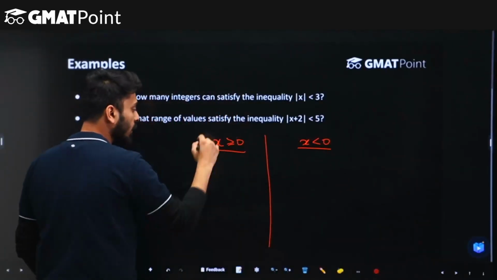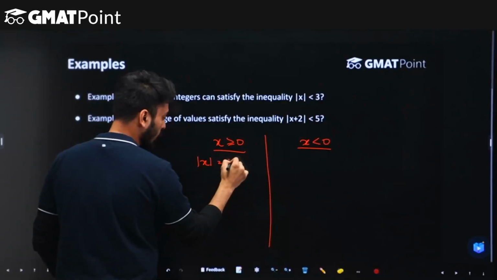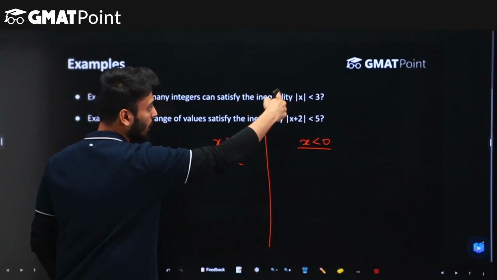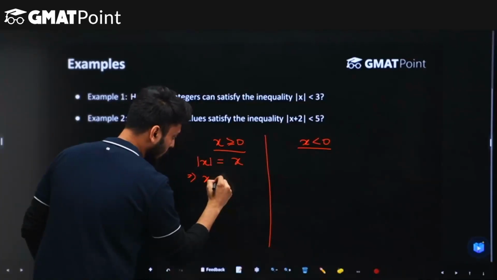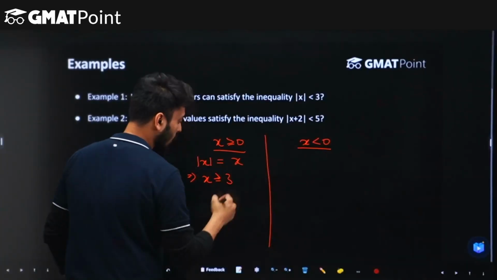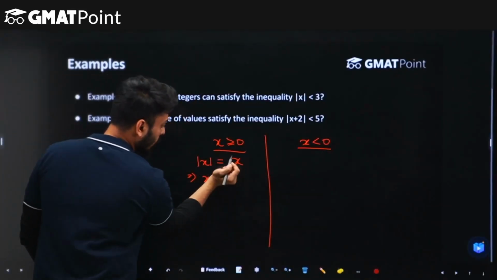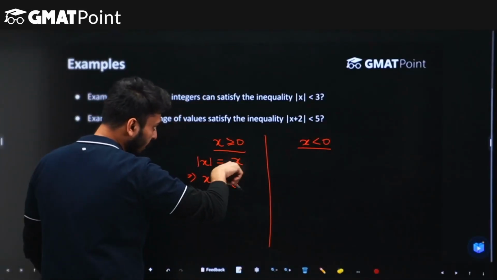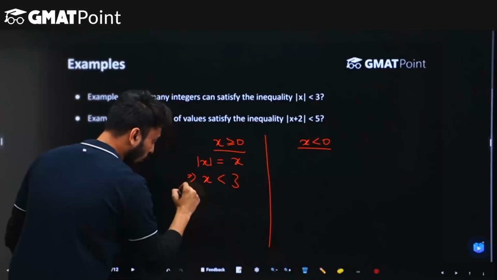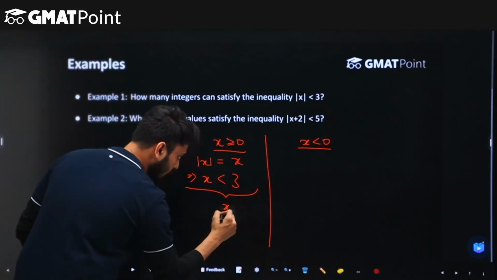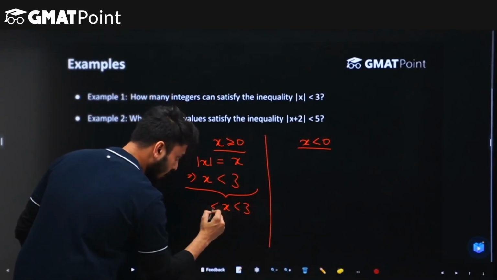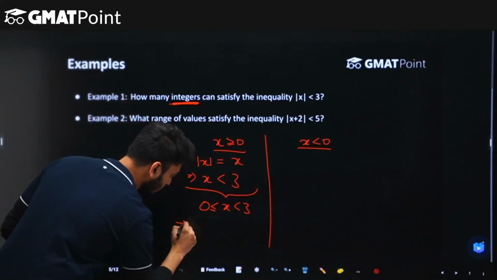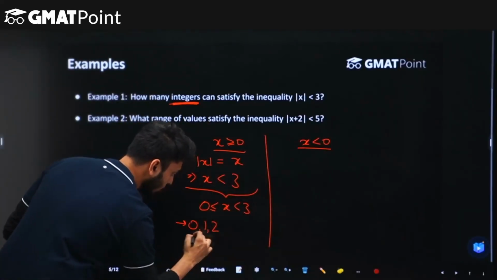So if x is greater than or equal to 0, we have mod x equal to x, which means the inequality now becomes x less than 3. At the same time, x must also be greater than or equal to 0. So the overall inequality becomes x is less than 3 but greater than or equal to 0, and x must be an integer as well. So the possible values I have are 0, 1 and 2.